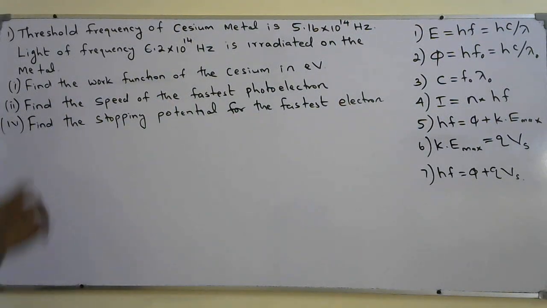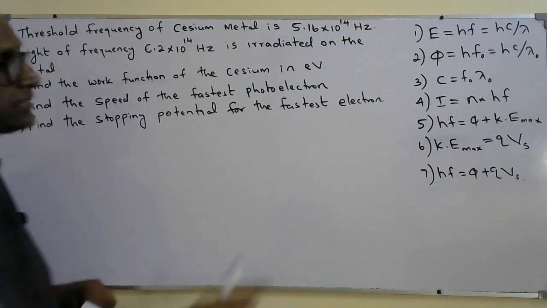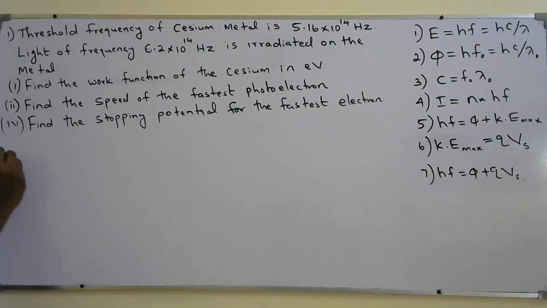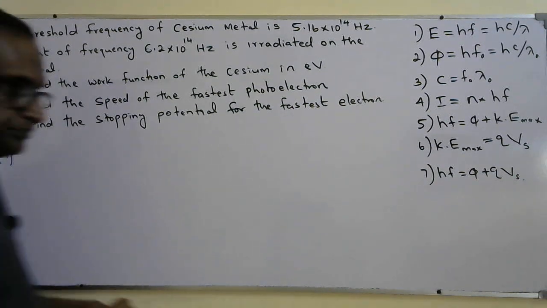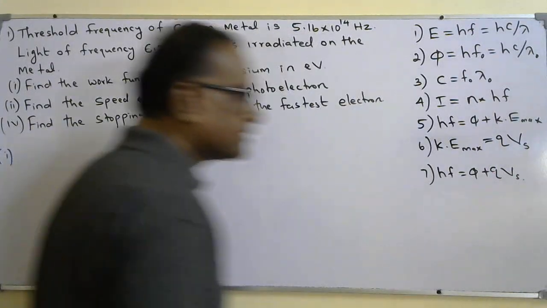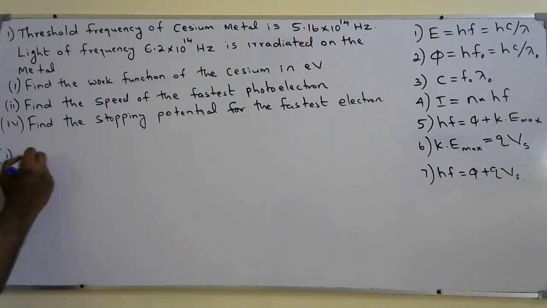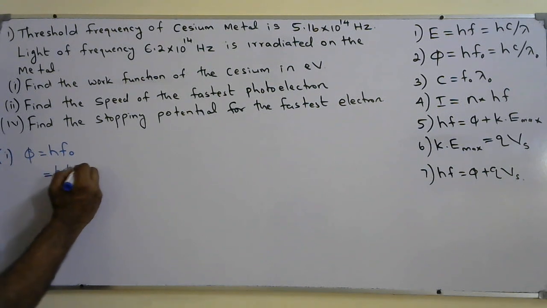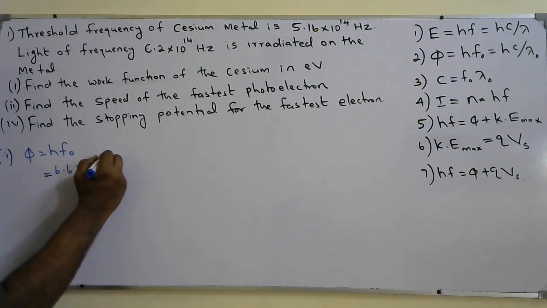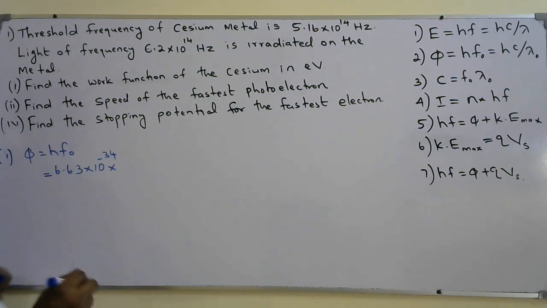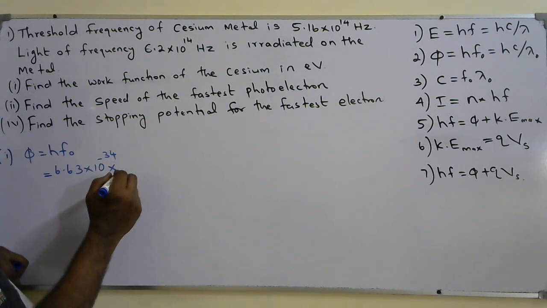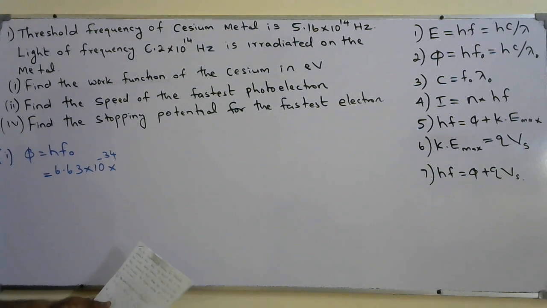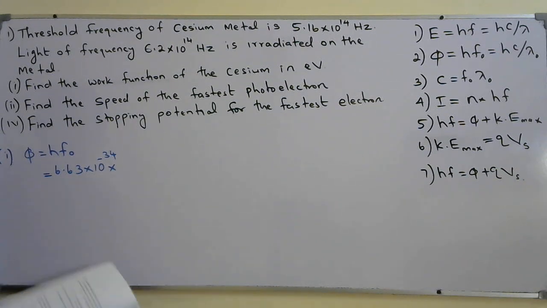Work function, they are asking, and we know the threshold frequency. So the second equation I'm going to use for the first part: work function phi is equal to h f naught. h is 6.63 × 10^-34, given in the data sheet, and f naught is the threshold frequency of the metal, 5.16.